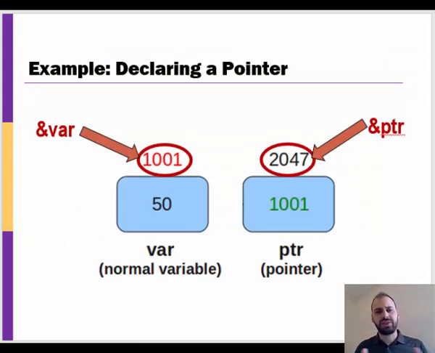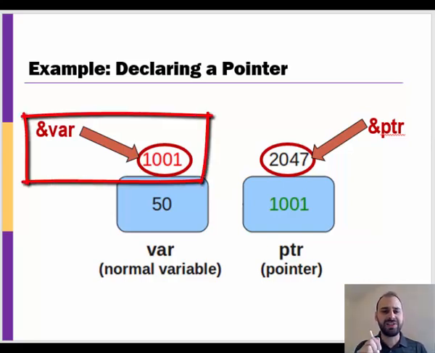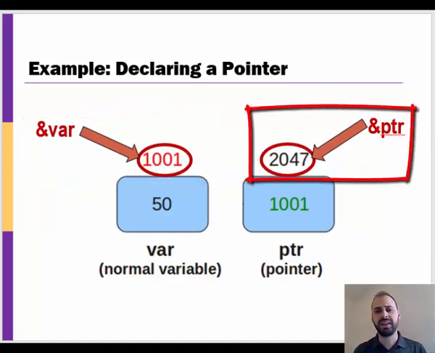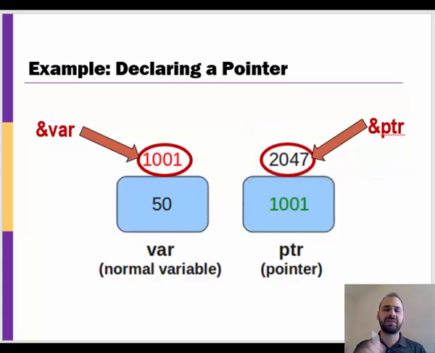Expanding that example we were just looking at before, if I said ampersand var, I'm going to get that memory address 1001. If I said ampersand ptr, ampersand pointer, I'm going to get that address 2047. That allows me to indicate I want the address in memory where this variable is located.